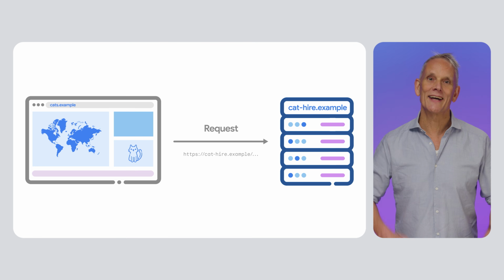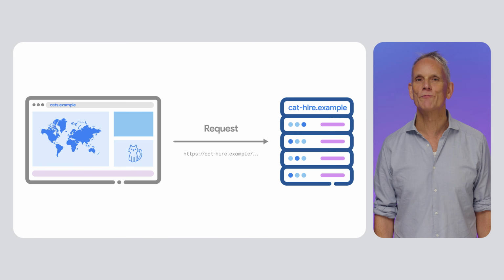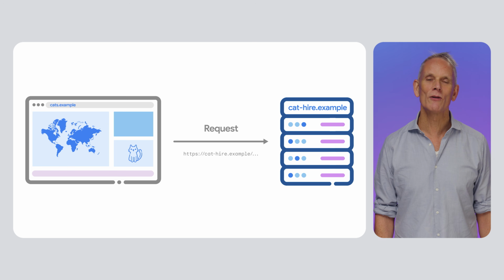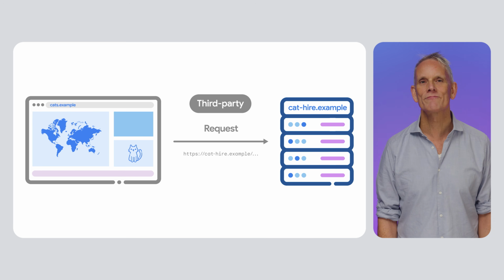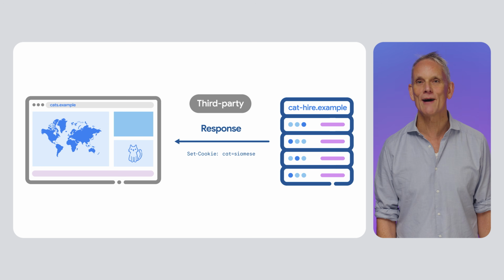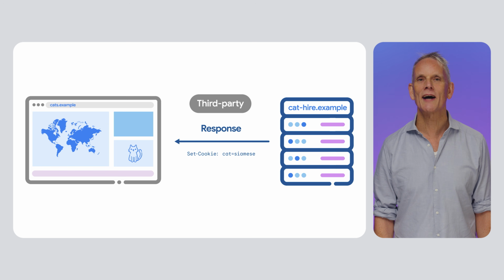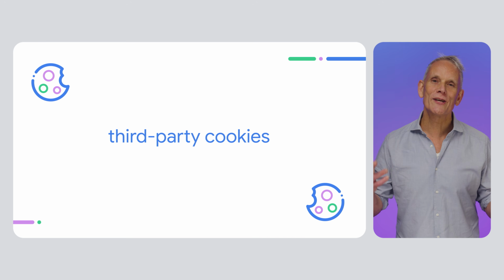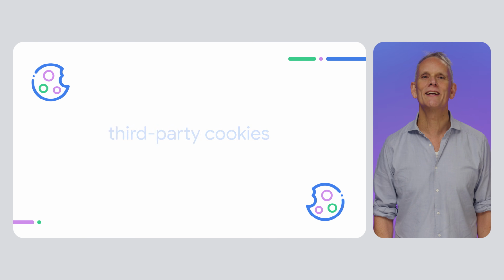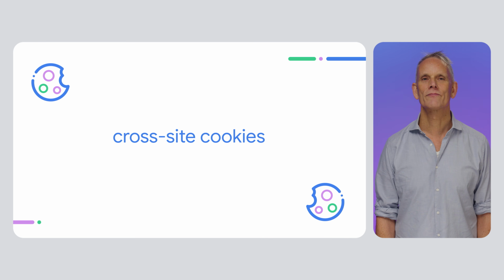Anyway, so in this case, even though both sites are owned by the same company, requests to cathire.example from cats.example are treated by the browser as cross-site since, well, of course, they're different sites. If the cathire.example iframe sets a cookie, the browser will treat it as a third-party cookie, since it's not from the top-level site, cats.example. So, what we call third-party cookies are really cross-site cookies.